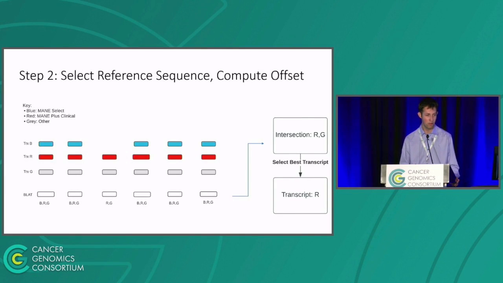In this second step, where we select the reference sequence, this is a visualization of the example I showed in the previous slide. Suppose we have 3 different transcripts, B, R, and G. B corresponds to the main select transcript, R to the main plus clinical, and G for other possible transcripts. For the first chunk, all 3 transcripts overlap with that position, so we report BRG, same for block 2. For block 3 we only have R and G, and for blocks 4, 5, and 6 we have BR and G. If we intersect all those lists, we see that we have R and G in all 6 positions. Following prioritization of the main transcript over the other compatible transcripts, we select the main plus clinical as our transcript, and then compute an offset if we determine that the target sequence is a substring of the overall reference sequence.